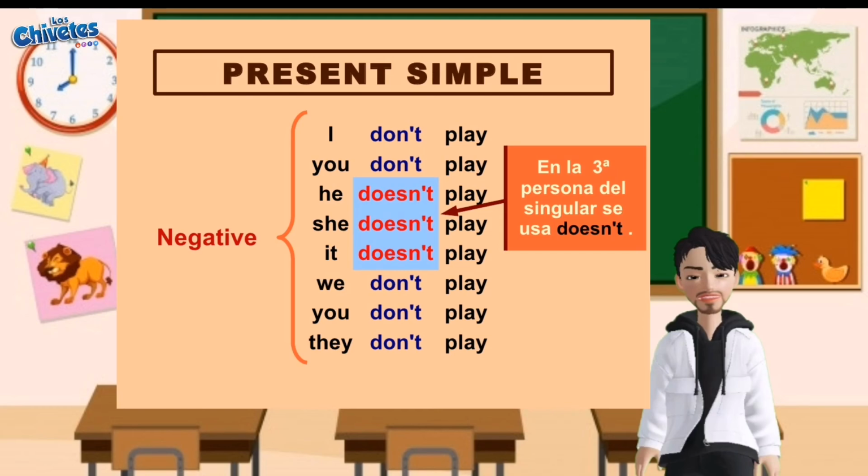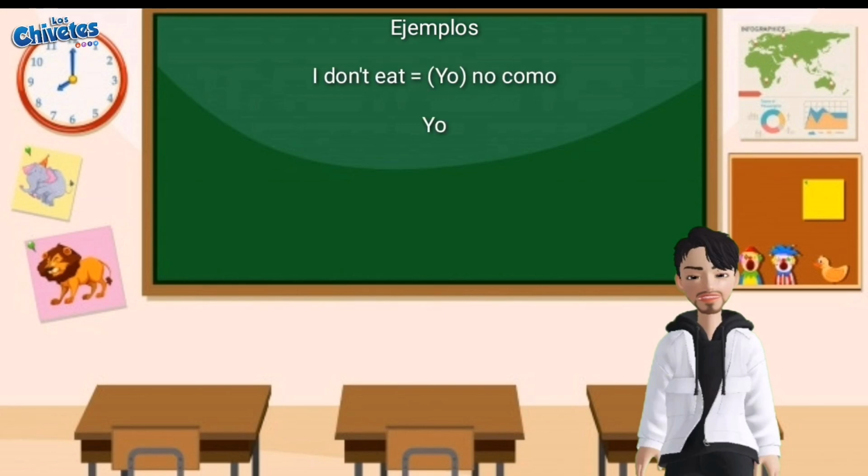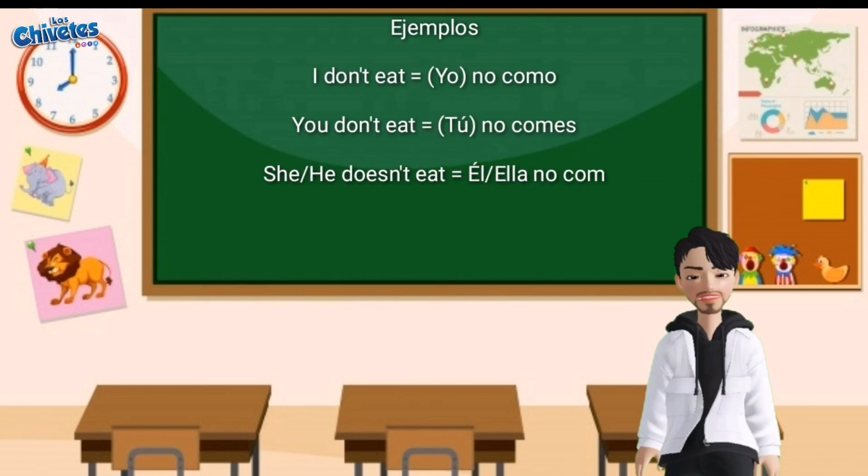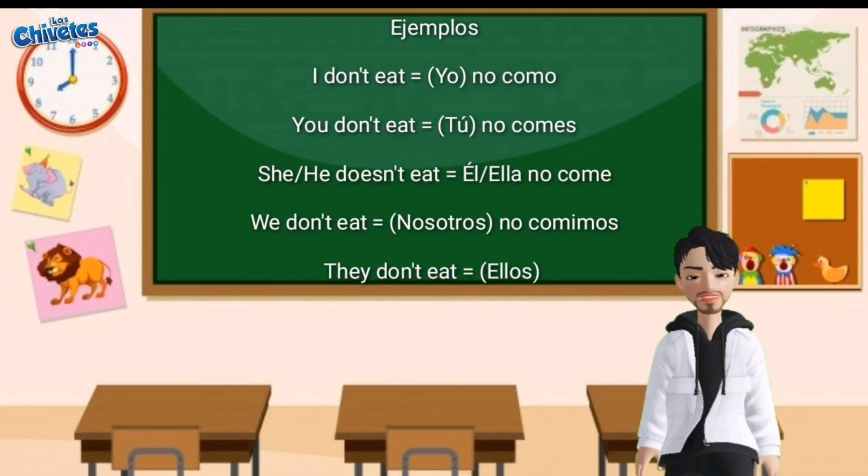Examples of sentences using don't and doesn't. I don't like junk food. Junk food is like hamburgers, hot dogs, all that. We don't need a dictionary. He doesn't want to get out of bed. It doesn't rain in the desert.